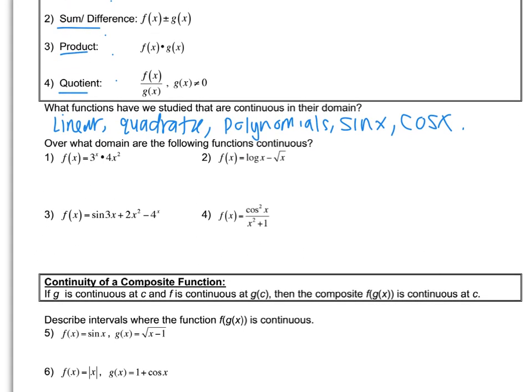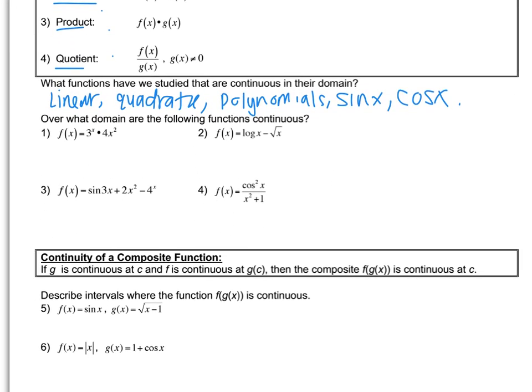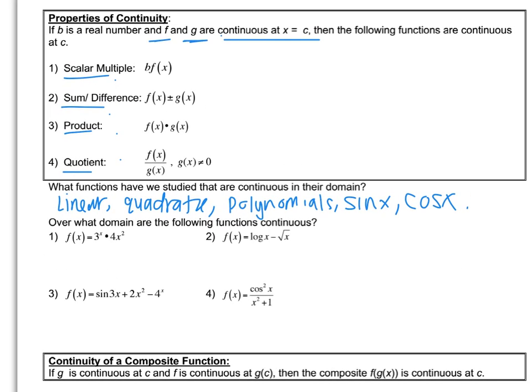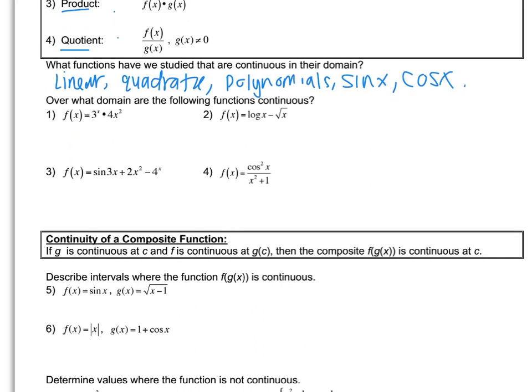So when we're asked something like, over what domain are the following functions continuous, at first glance some of these functions might seem a little complicated to know whether or not they're continuous. But if you break it down from these properties we saw above, if we can at least identify two separate functions and we know that each of the separate functions are continuous, then we can break down the continuity of the combined function. So in number 1, we've got f of x equals 3 raised to the x.